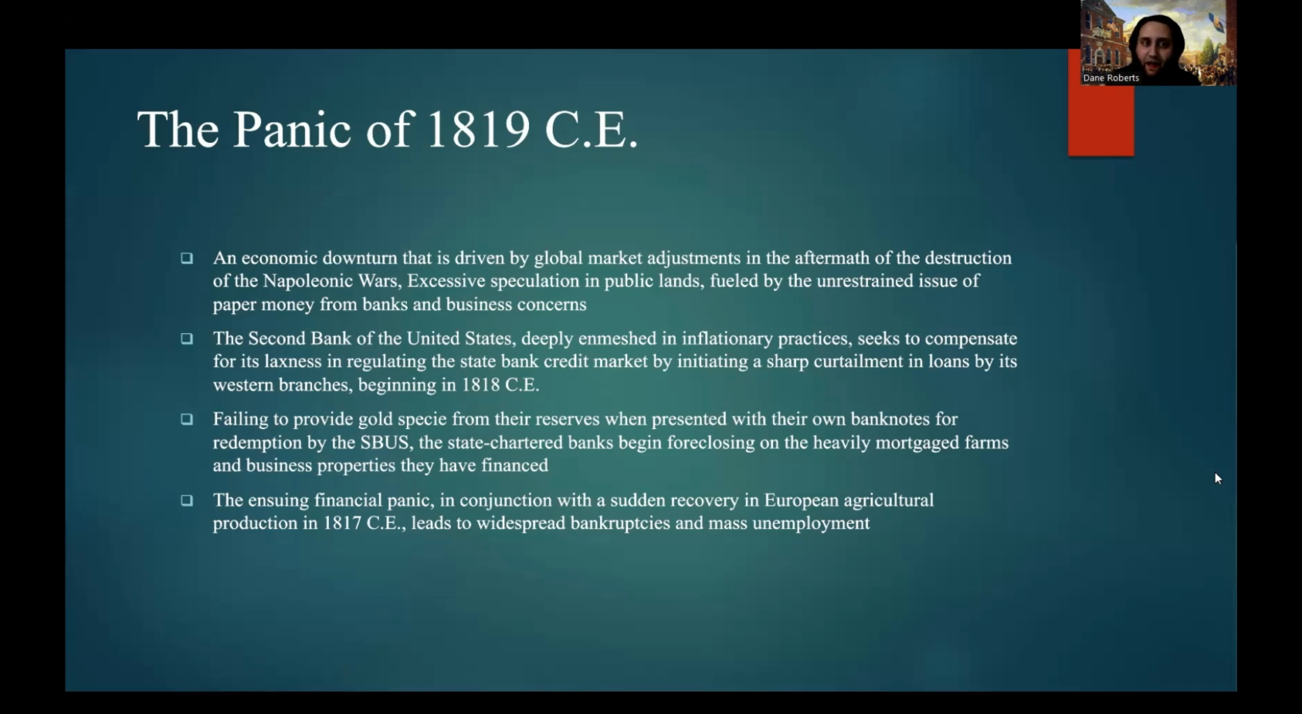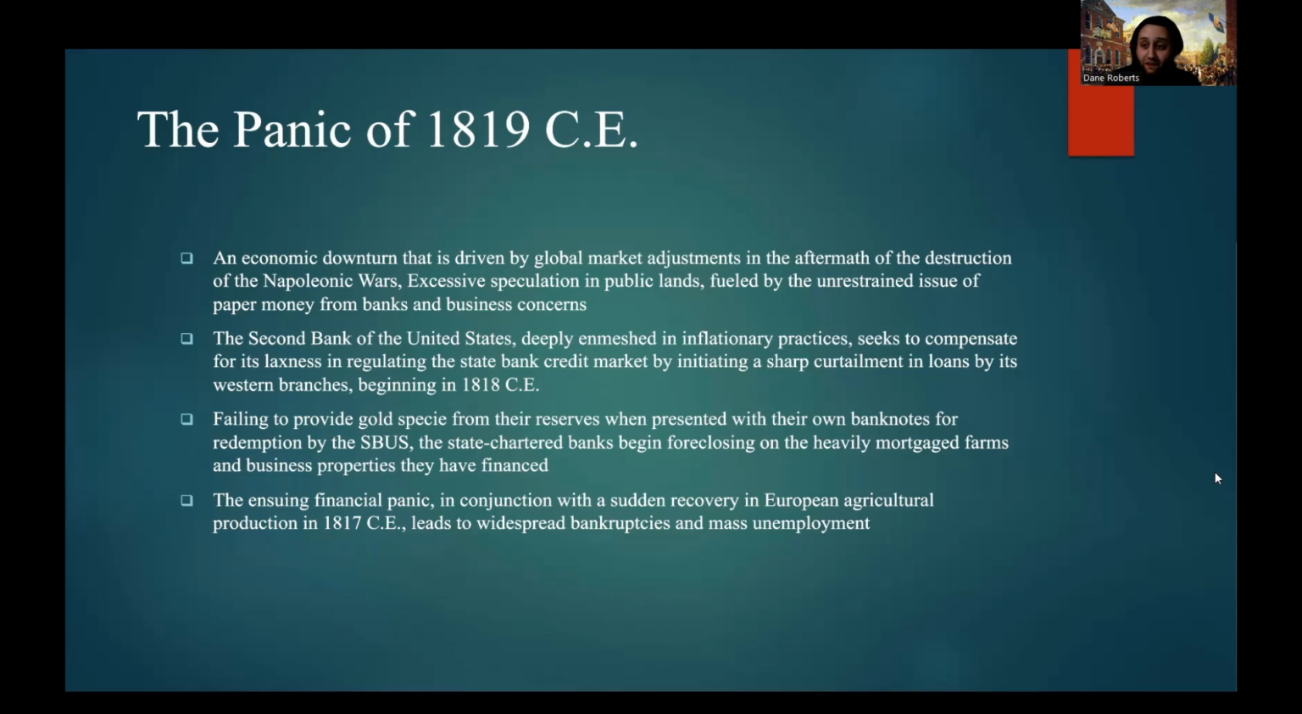However, towards the middle of this so-called era of good feelings, a major event would occur that would lead to its eventual decline. That event was the Panic of 1819 CE, an economic downturn driven by global market adjustments in the aftermath of the destruction of the Napoleonic Wars, fueled by excessive land speculation in public lands, which was itself fueled by unrestrained issuance of paper money from banks and other business concerns. The Second Bank of the United States, which was deeply enmeshed in inflationary practices, would seek to compensate for its laxness in regulating the state credit and bank credit market by initiating a sharp curtailment in loans by its western branches beginning in 1818 CE.